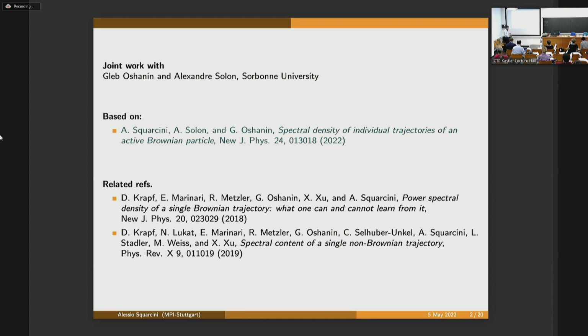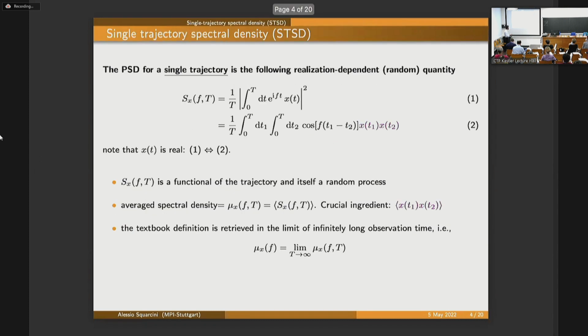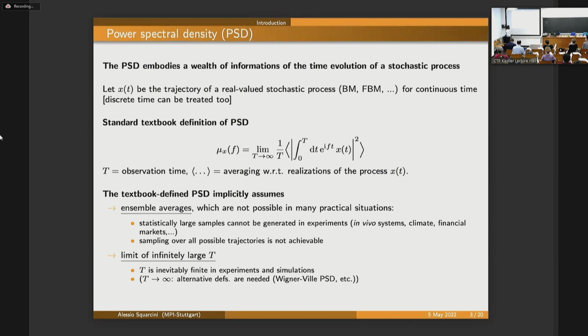So essentially, we are building up a sort of catalog. We started with the Brownian motion, then the fractional Brownian motion, and here we are considering the active Brownian particle. Okay, so let me briefly remind you what the power spectral density is. As all of you know, I don't have to explain maybe, the PSD will be the power spectral density.